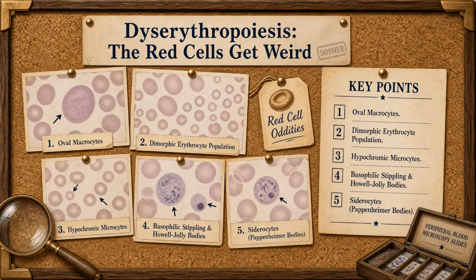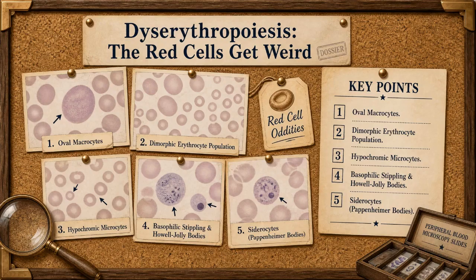Next, you might encounter a dimorphic erythrocyte population. This is fascinating because you'll see two distinct populations of red cells, perhaps a mix of macrocytic cells and microcytic/hypochromic cells. It's a visual representation of the chaotic production in the bone marrow. Speaking of hypochromic microcytes, you might see these small, pale red blood cells even in the presence of adequate iron stores. This is another hallmark of ineffective erythropoiesis. The cells aren't properly hemoglobinized despite having enough raw material.